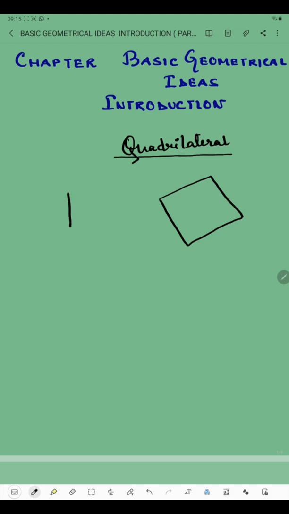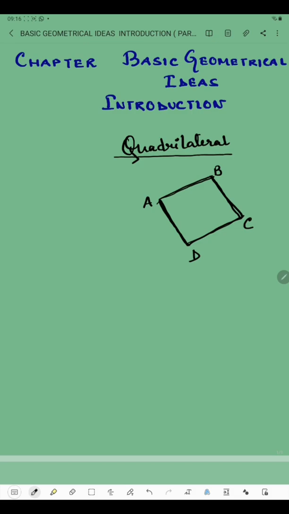So, a square is also a quadrilateral. A rectangle is also a quadrilateral. Okay? Now we will talk about sides, vertices and angles of a quadrilateral. So, what are sides here? Let's name it as A, B, C, D. So this is AB, BC, CD and DA. These all are sides of a quadrilateral.